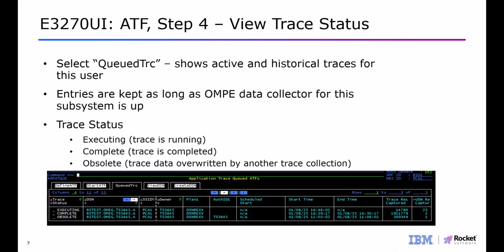So as far as status goes, you've got 3 potential statuses here. You've got executing, so you've got a trace actively running. Then you've got complete, which means that a trace has run and it has completed. Then you also have obsolete. So remember, you can either do append or reuse as your options when you start your trace. If I did a reuse and I overwrote an old collection, it would then show that one as being obsolete. So that means I can no longer view that data. So once I've gone in here, what I can do then is start viewing the contents of my trace.